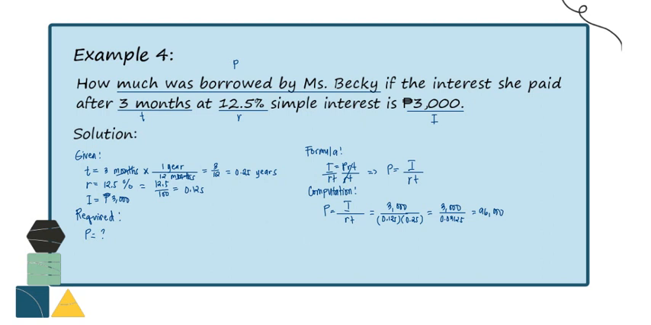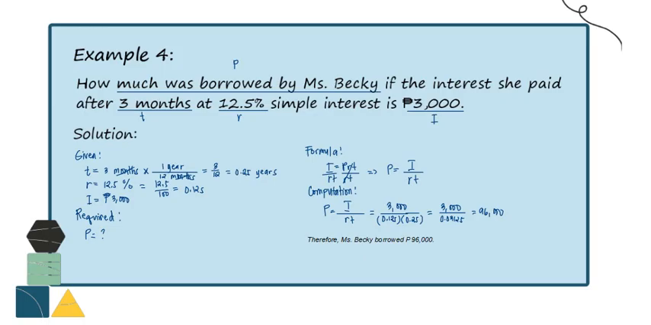If you answer the problem, of course, there's a context in the problem. You could say Miss Becky borrowed, therefore, hence, you could use that. Therefore, Miss Becky borrowed an amount of 96,000 pesos. You could make use of that conclusion. You could say, therefore, Miss Becky borrowed 96,000 pesos.